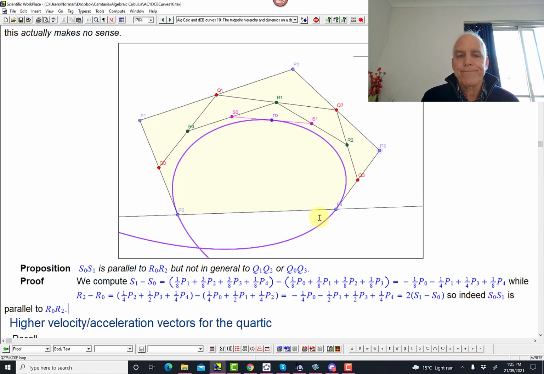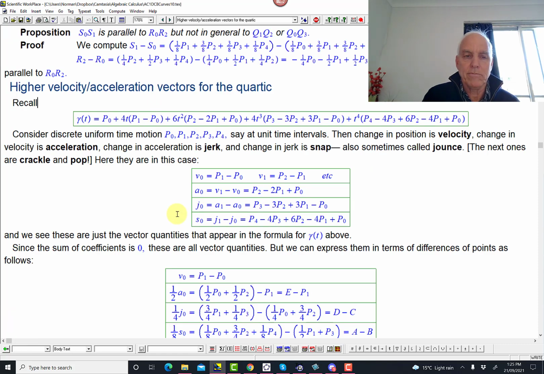Okay, so if we're in this discrete time setting, and here's our quartic. Let's stick to the quartic. So here's our gamma of t. And here is the expression of the curve in terms of time, a continuous sort of time parameter we can think about. But now let's consider this discrete uniform motion, as I had said, as we're going around the dCB polygon, say at unit time intervals.